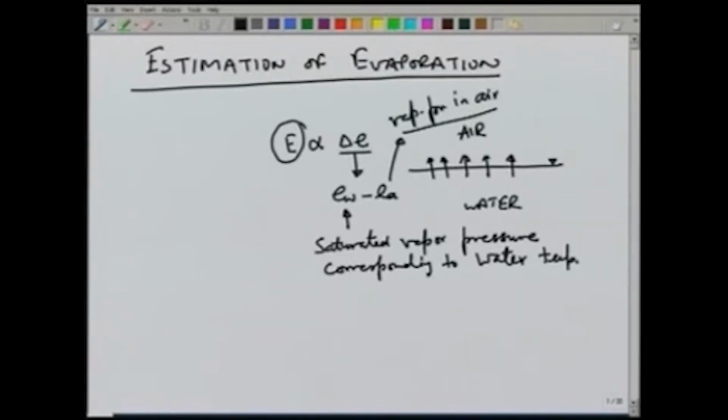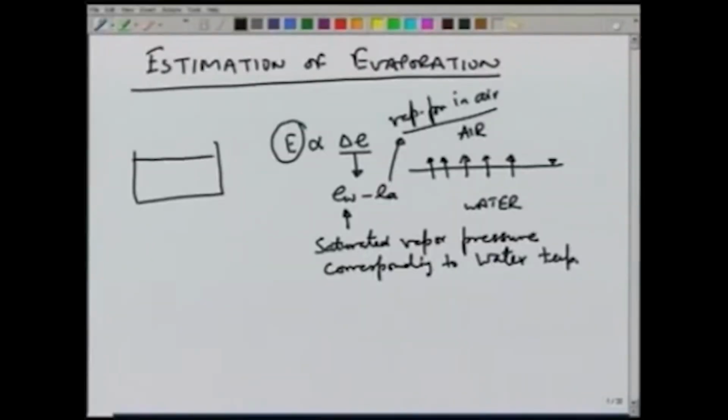There are lots of methods of estimating evaporation. We can directly measure the evaporation. For example, we can put some vessel and then we can see how this water level is going down with time, and that will give us some idea about the evaporation. We can correlate this evaporation with evaporation of a nearby water body. So, measurement is one method of estimating evaporation.